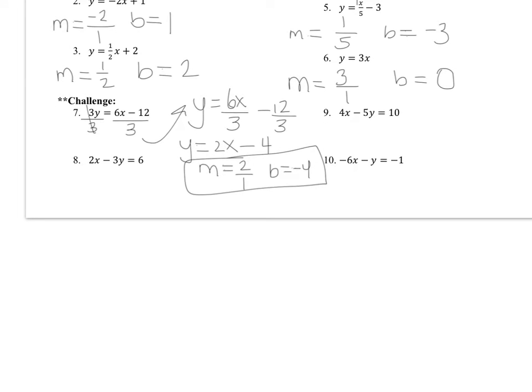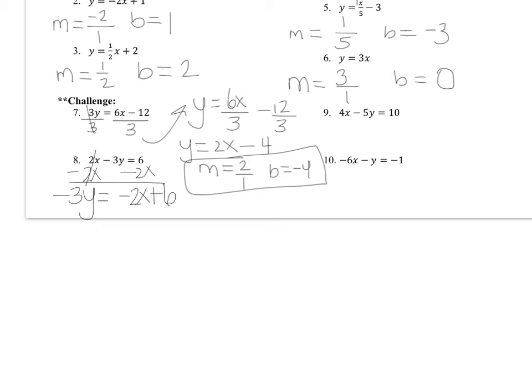If I come down and look at number 8, notice number 8, y is not alone. So I have to get y all by itself. So how am I going to get just y alone? I got to move 2x first. How do I move 2x to the other side? Well, I subtract it. So I have -3y equals -2x plus 6.